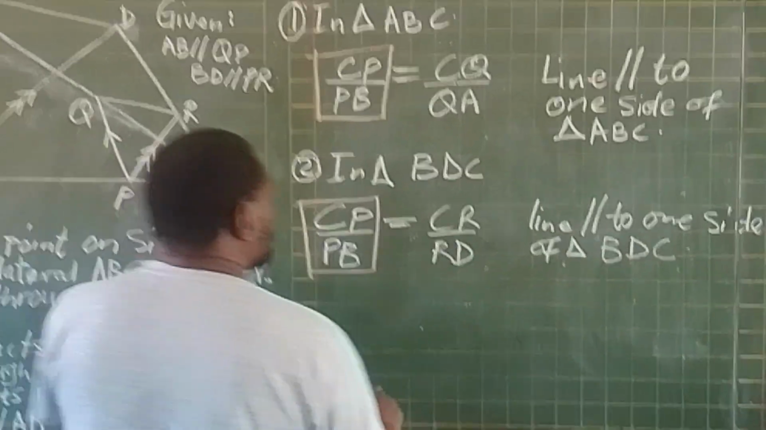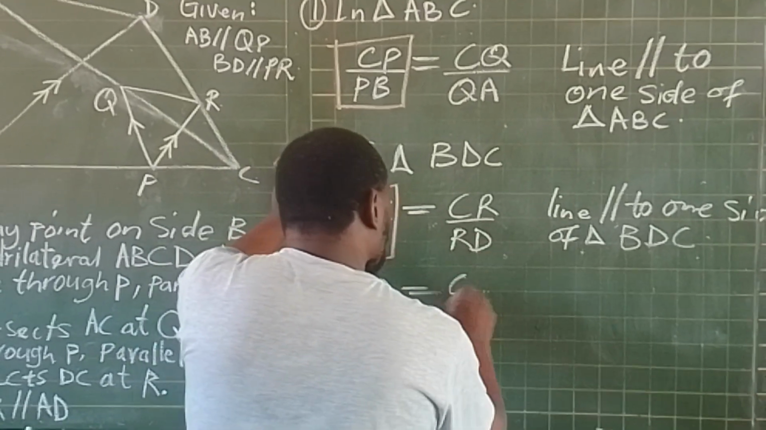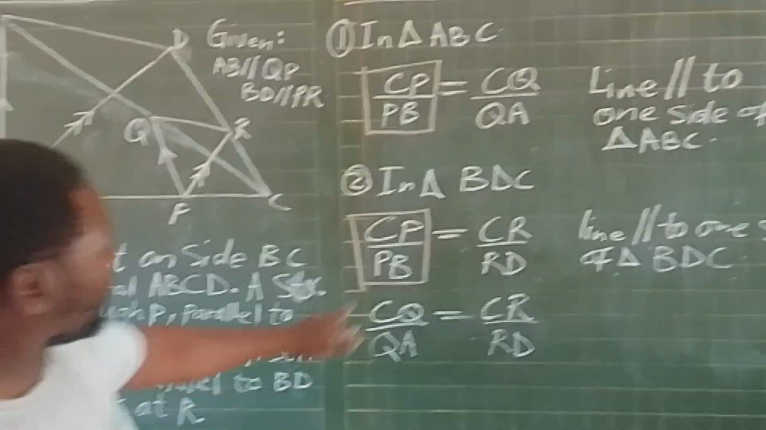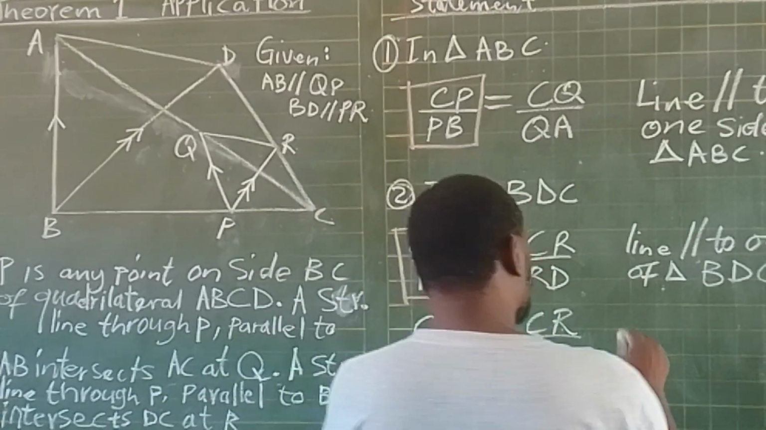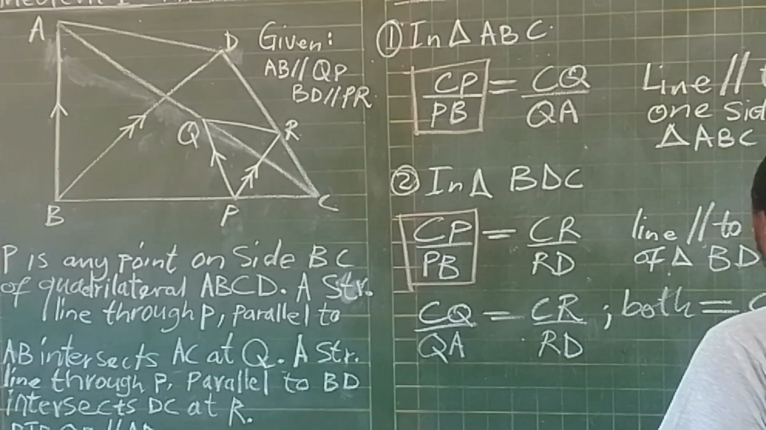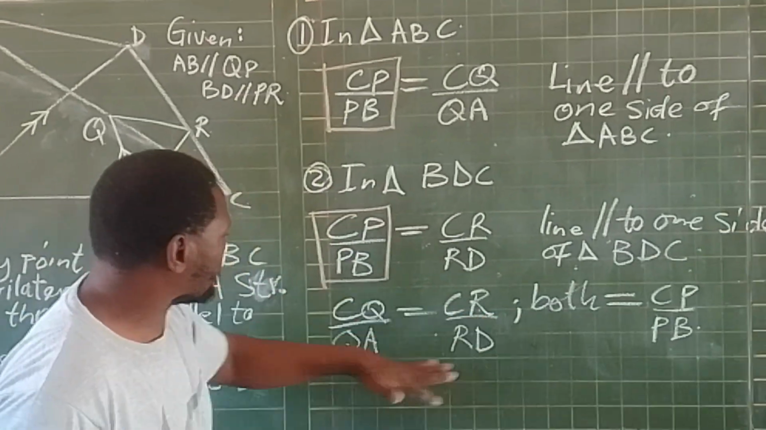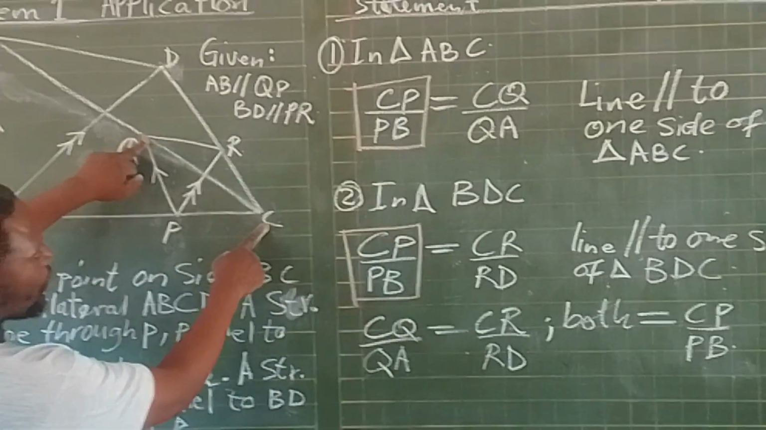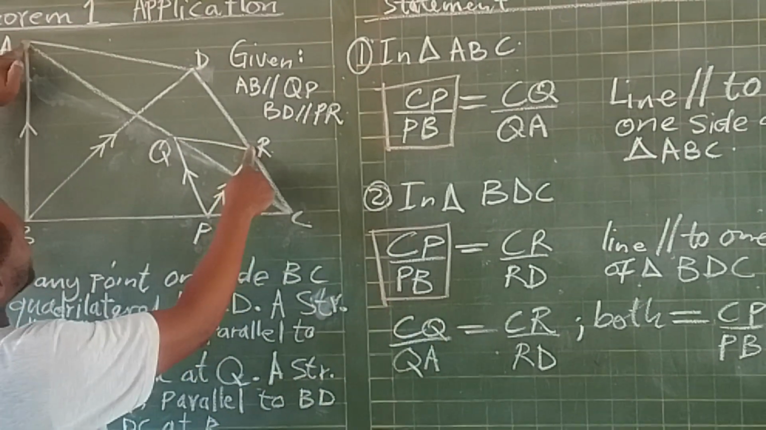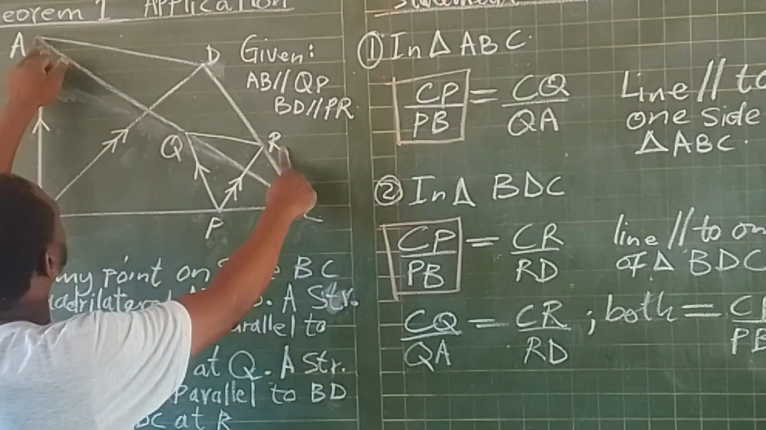So we can conclude by saying that CQ over QA is equal to CR over RD. What could be the reason for that? Yes, the reason is they are both equal to CP over PB. If you can check this proportionality, it's CQ over QA is equal to CR over RD. What does that mean? This tells you that this QR is parallel to AD.